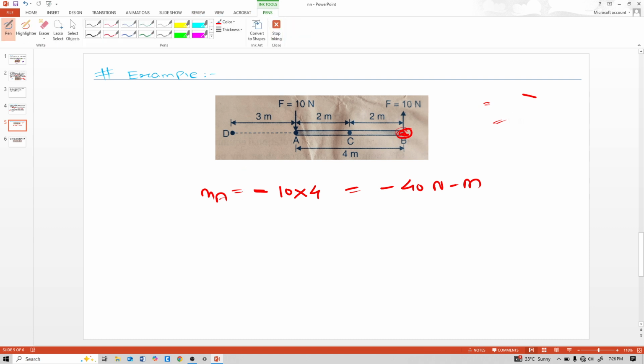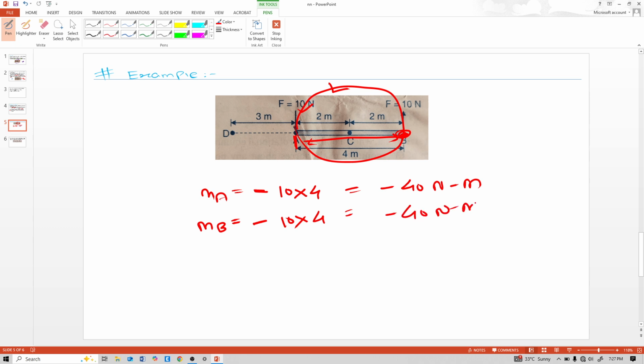So next, moment at B point is equal to, just understand here, where we are taking moment, at this point. So this 10 Newton force is acting like this, always pass that 10 Newton force through the moment center. So it is also anti-clockwise. Anti-clockwise means minus sign, and force is 10, and perpendicular distance between force and that moment center is this 4 meter. So it is also minus 40 Newton meter.